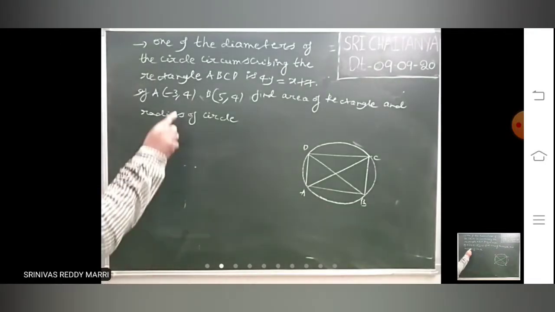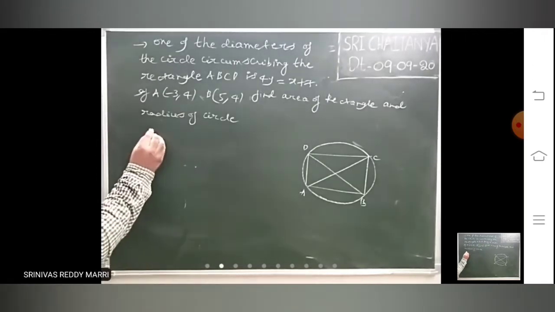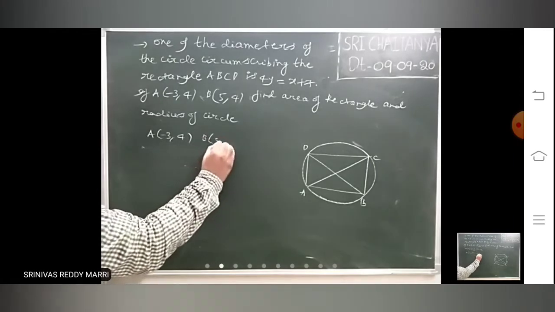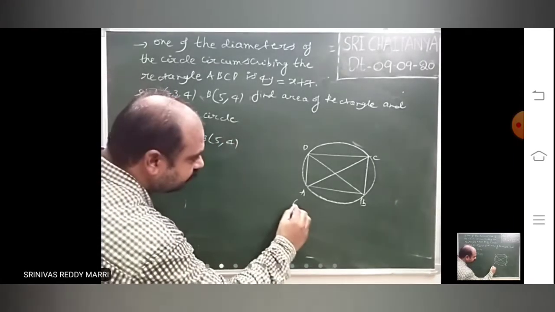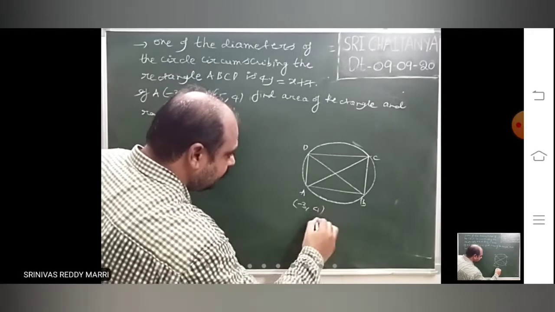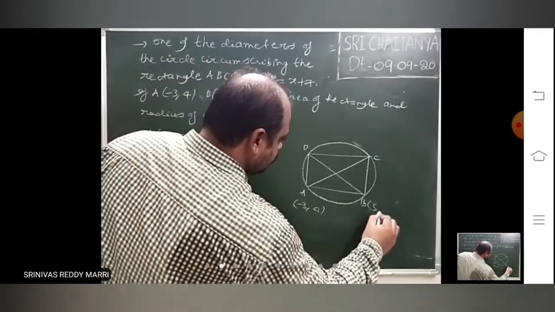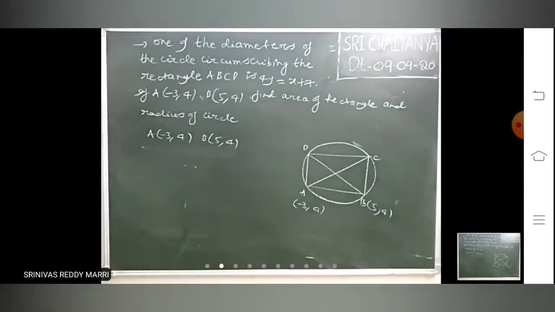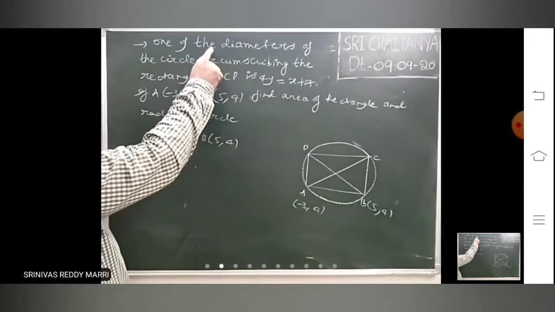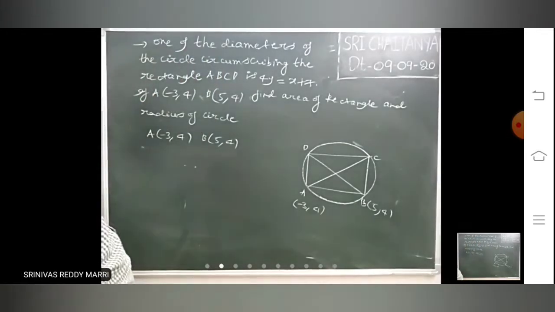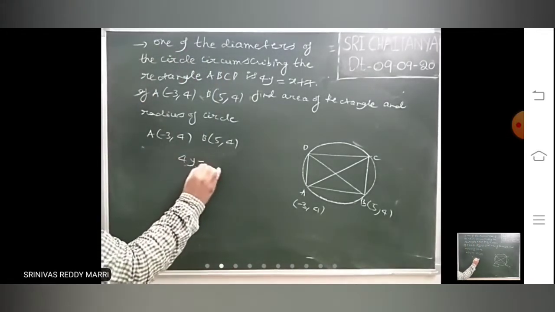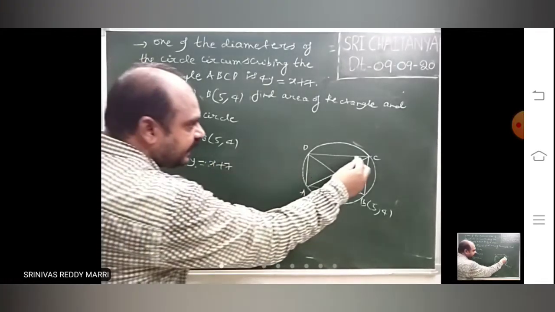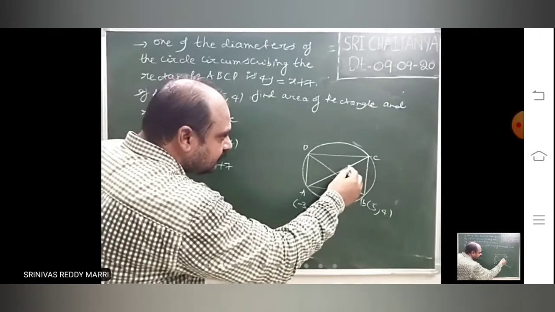By observing A (minus 3, 4) and B (5, 4), these points are given to you. For the rectangle area you want this side, which you know, and this side, which you have to calculate. One of the diameters is given, this line. This diagonal is also one diameter.